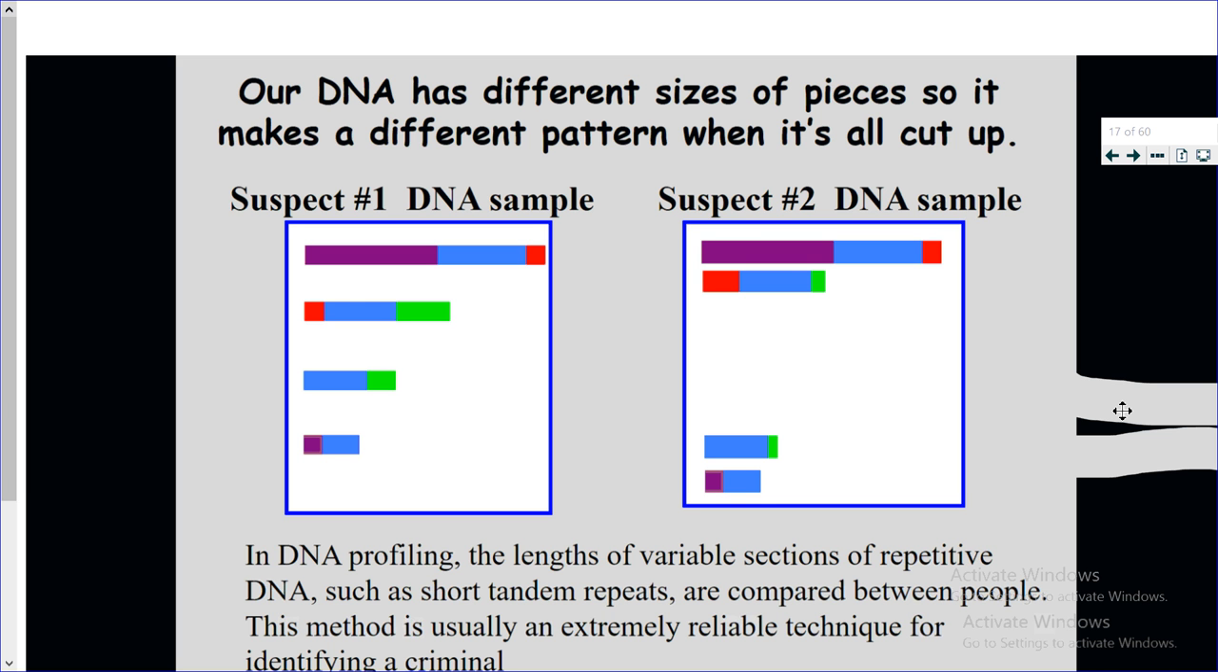So here, we'll have suspect number one's DNA sample. It looks very different from suspect number two because they have different sizes. So in DNA profiling, the lengths of variable sections of repetitive DNA, such as the short areas, are compared to the longer area, so it's compared between the two people. This is usually very reliable. This is why it's been so successful in crime analysis, and also in determining who the father or the mother or the child is.